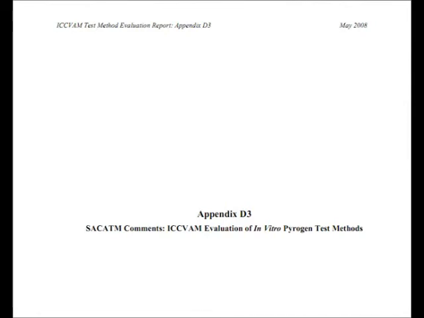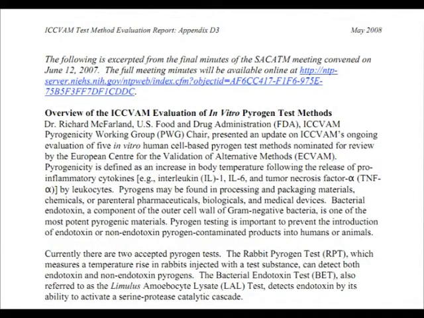Anyway, it says the SACATM, they are the Scientific Advisory Committee on Alternative Methods, and this is their evaluation of the in vitro pyrogen test methods that we looked at earlier. This slide shows the final minutes of the SACATM meeting convened on June the 12th, 2007, and it's quickly worth reading through this.